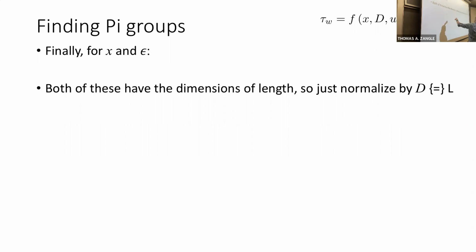So both x and epsilon have dimensions of length, and so we can form pi groups by just normalizing by d, which also has dimensions of length, and that'll give us our pi 3 and 4. To get this right, x over d and epsilon over d. Now, again, this is a case where you can see it maybe by inspection, right? See that you can make pi groups by just taking those things that have dimensions of length and normalizing by d. Or if you didn't see that immediately, you could go through the same exact setup that we did for pi 1.